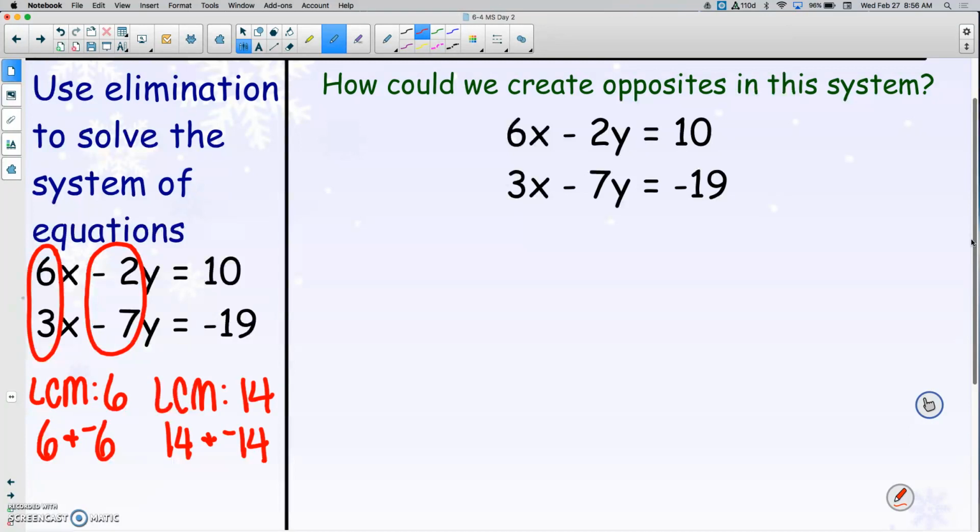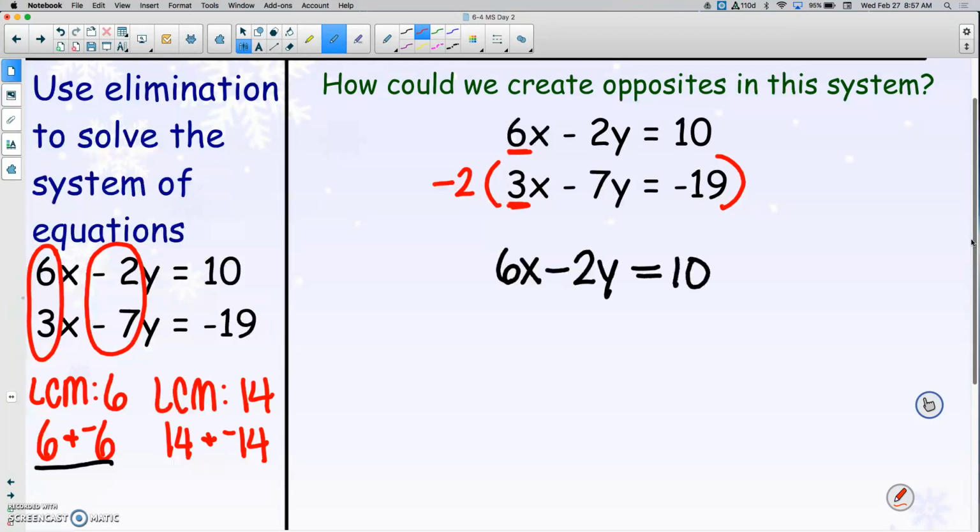So I am going to choose to cancel out the x's. So I'm looking for 6 and -6 to be my coefficients. I already have +6. So my second equation, if I multiply by -2, will turn the coefficient into a -6. Remember, you need to cancel out one of the variables, either x or y. You need to cancel one of them out. That's what elimination means. You're eliminating one of your variables.